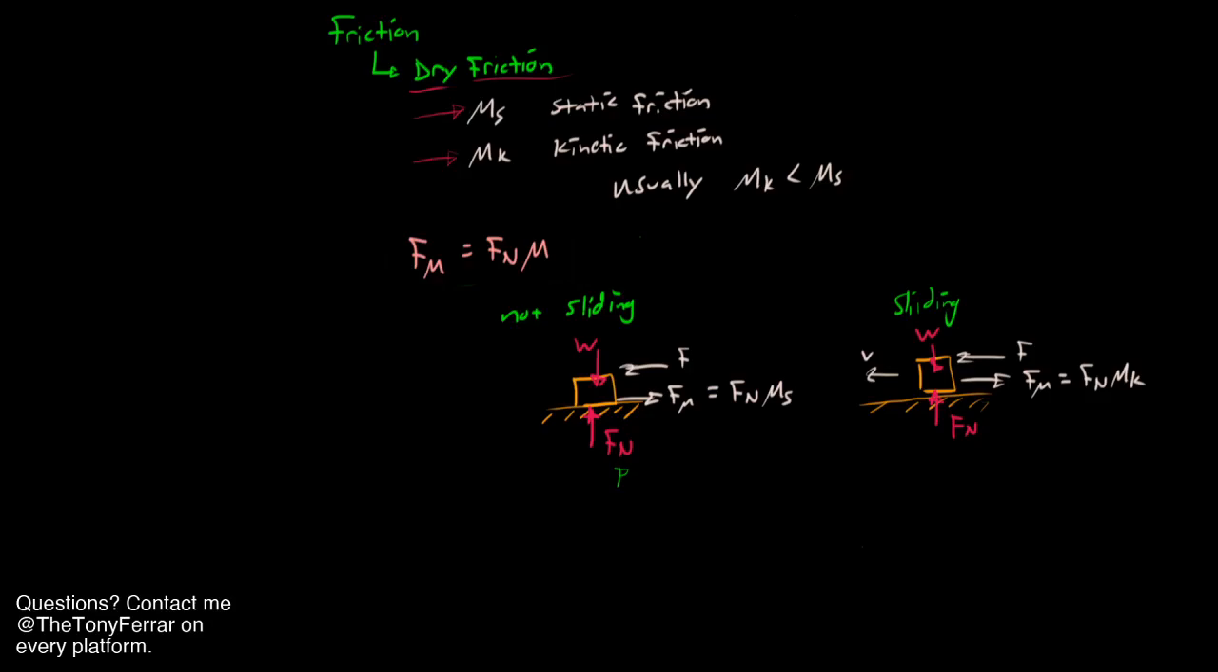Keep in mind that static systems are systems that don't accelerate. They can be moving as long as they're moving at constant velocity. In most cases, μk is less than μs. In other words, it's harder to get something moving than to keep it moving.